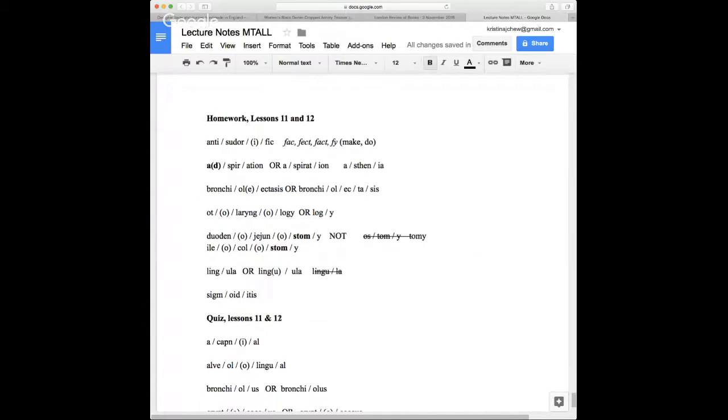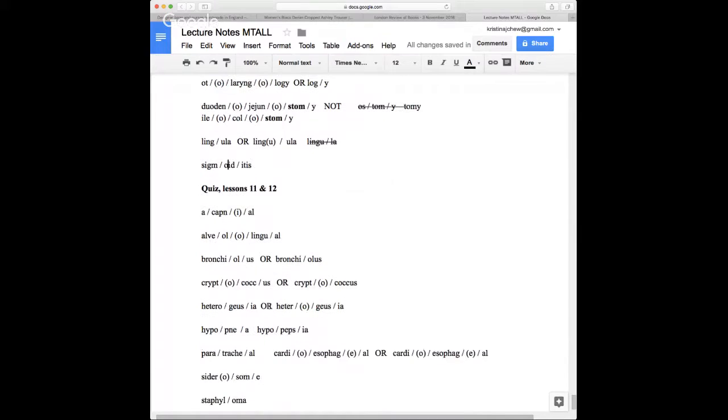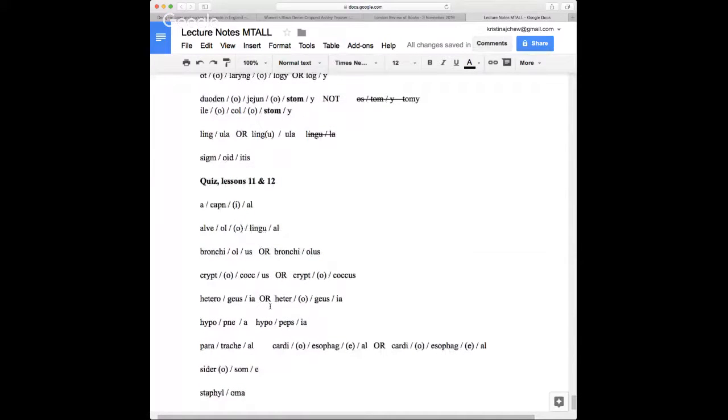And then sigmoiditis. A couple people are still breaking down this suffix oid, breaking the o away from the id. That is not correct. You don't have a connecting vowel next to a suffix starting with a vowel. So this is definitely the suffix oid. On the quiz, okay, so this word acapniel, the I is actually a connecting vowel. You need to note that.